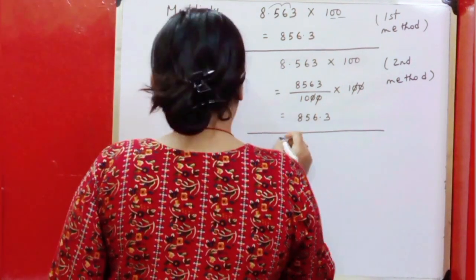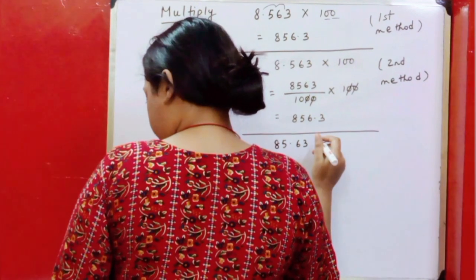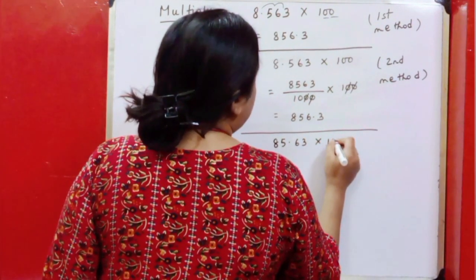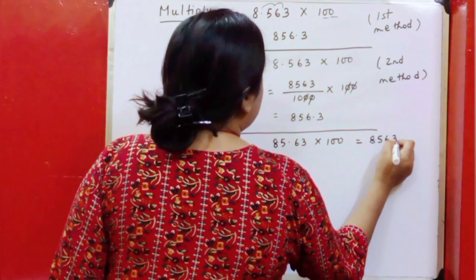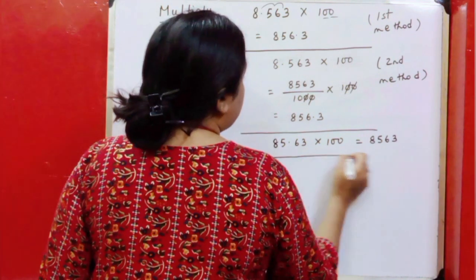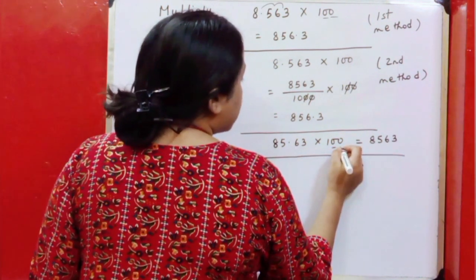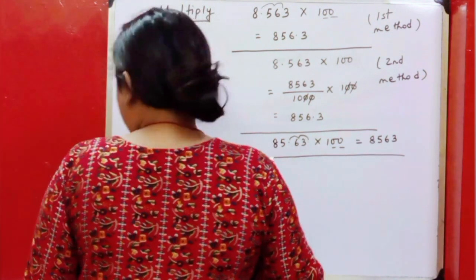Next, 85.63 multiplied by 100. So I can do this orally. 8563. 0.0 has no value, so I will not write 0.0. Two zeros are here, so one place, another place. So this is the answer.